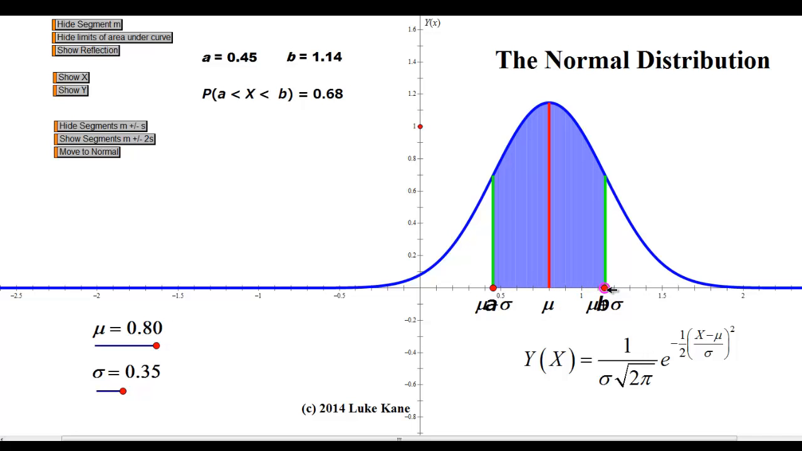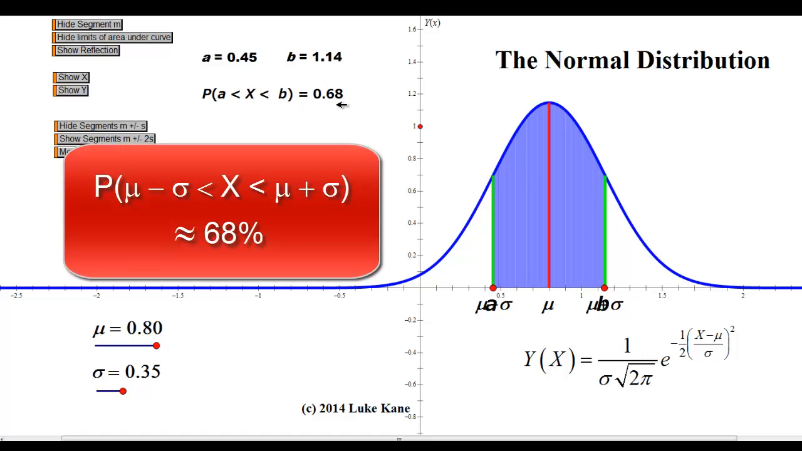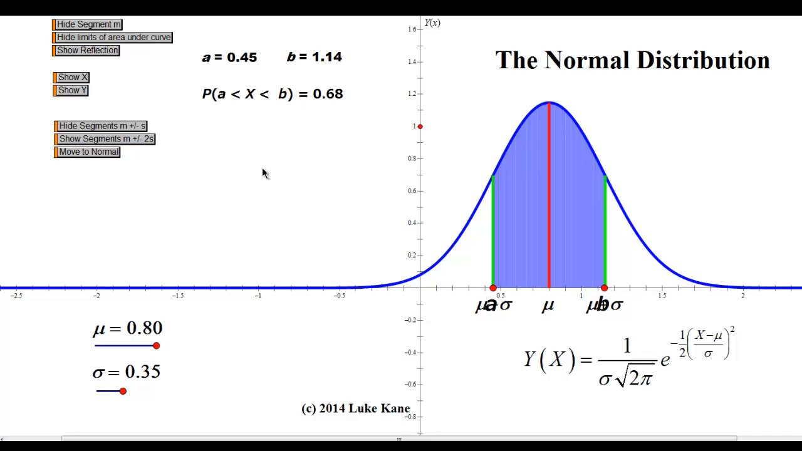If I look at the area between the means, that tells me that the probability that x is between one standard deviation to the left and one standard deviation to the right is going to be 0.68. Actually, it's going to be a tiny bit higher. It's 0.6812, and so on. But 68% is close enough for government work anyway.